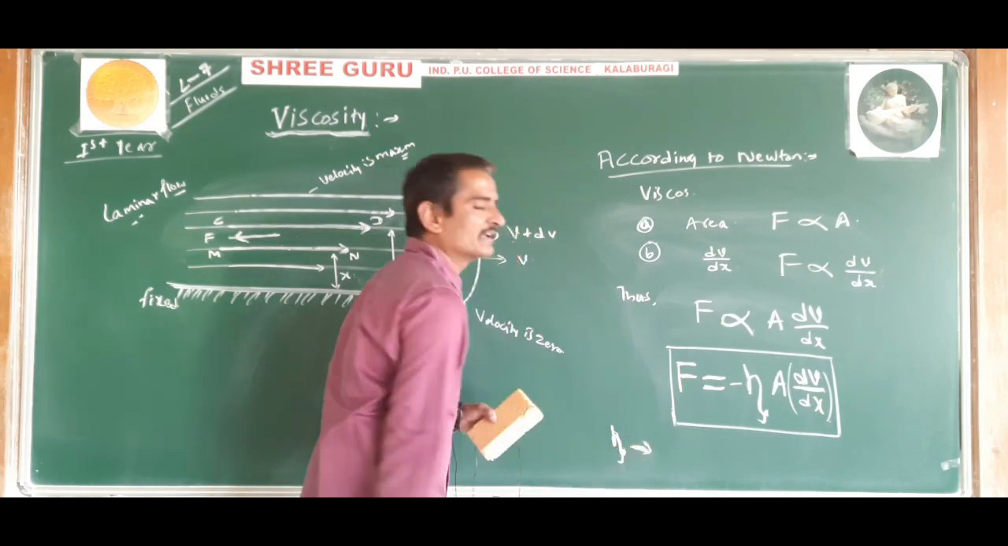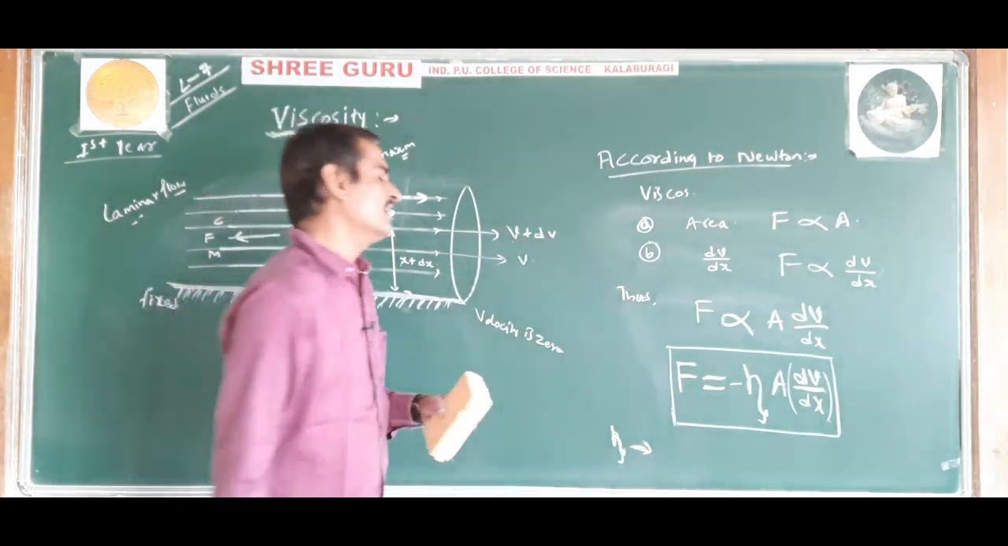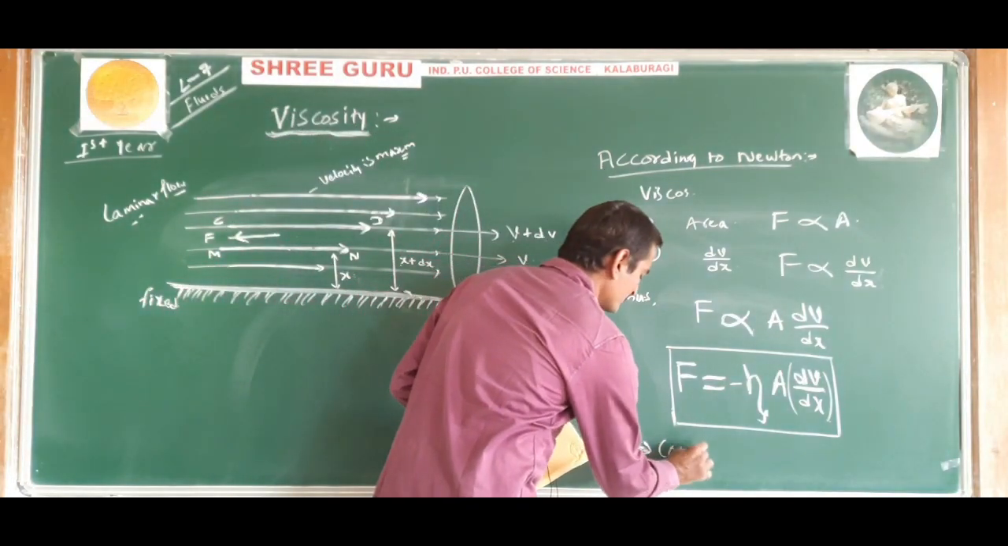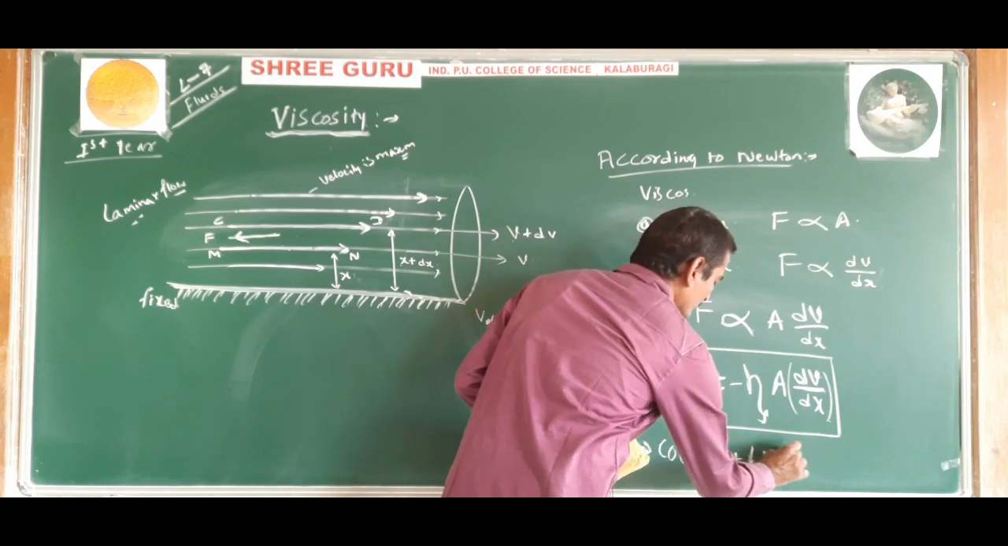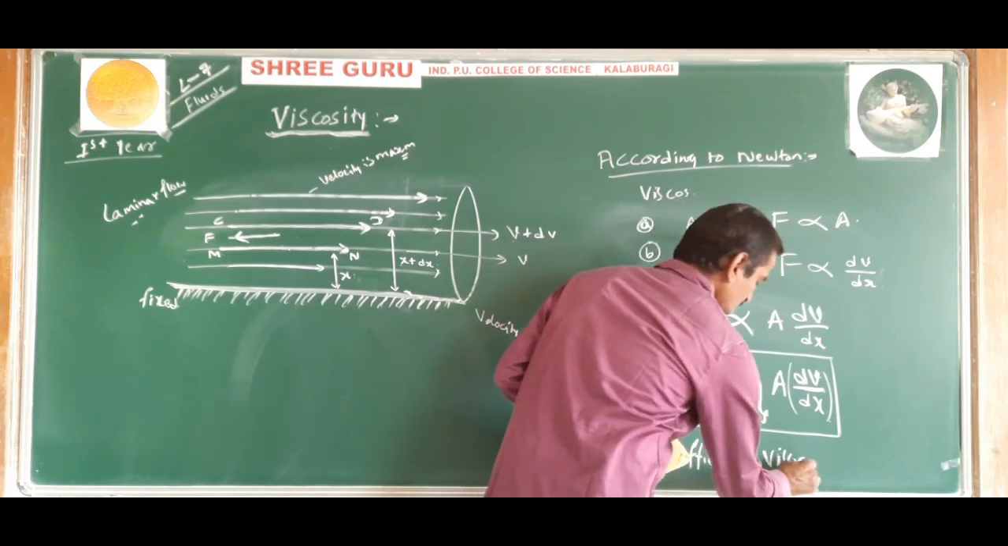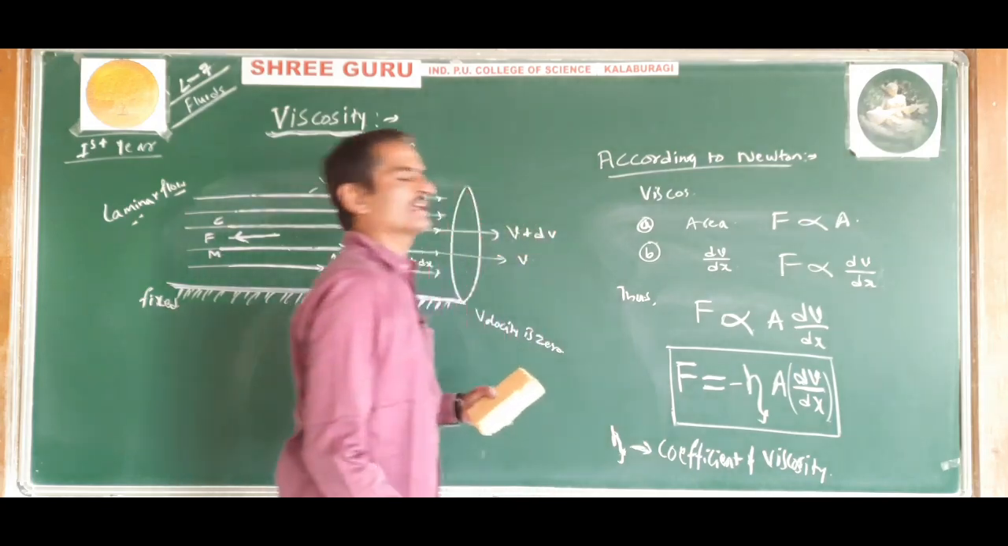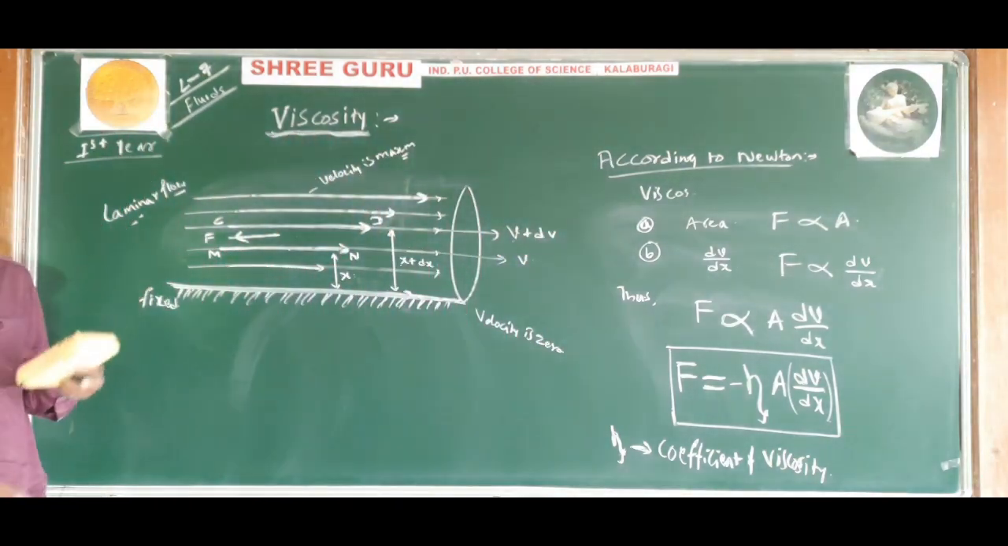Eta is the proportionality constant, and it is called the coefficient of viscosity.